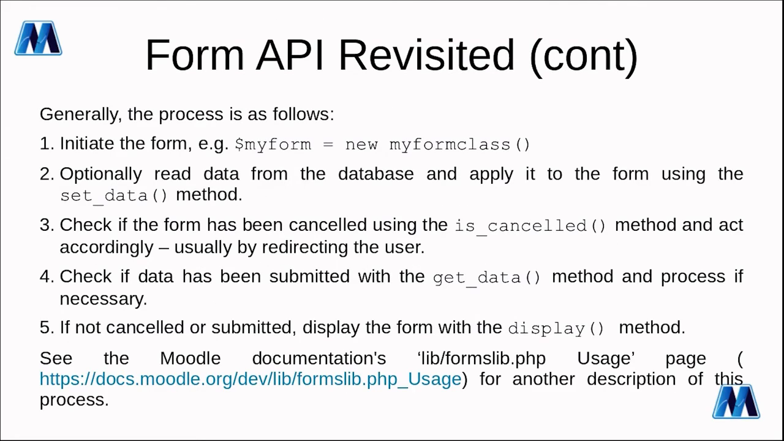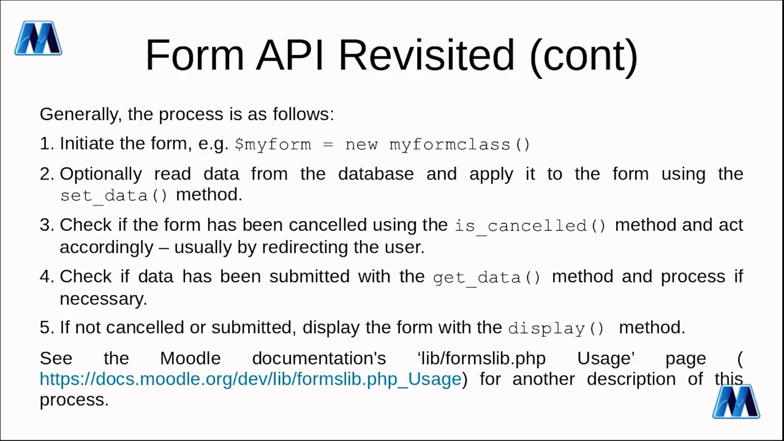Generally your process when working with the form is, you would get your form as we mentioned in the first slide, and then optionally read data from the database and apply it to the form using set data, if we were going down that road and it's being displayed for the first time. Then check if the form has been cancelled. You can check if it's cancelled and then act accordingly, usually redirecting the user somewhere else. And then you can check if data has been submitted by using the get data method, and process that if necessary. If it hasn't been cancelled or submitted, then just display the form with the display method. So that's the general process.